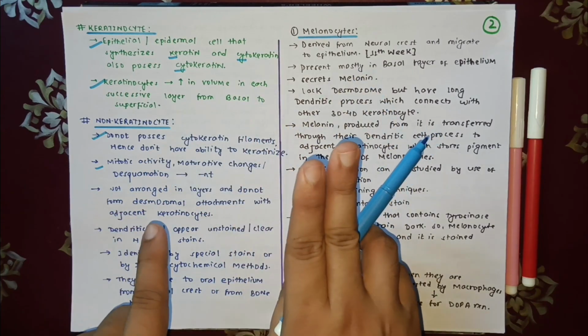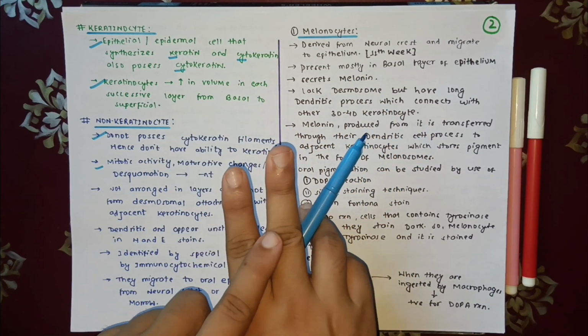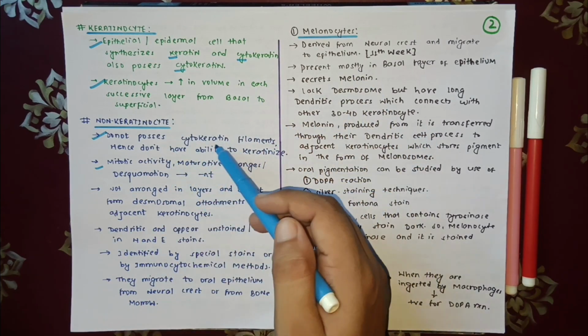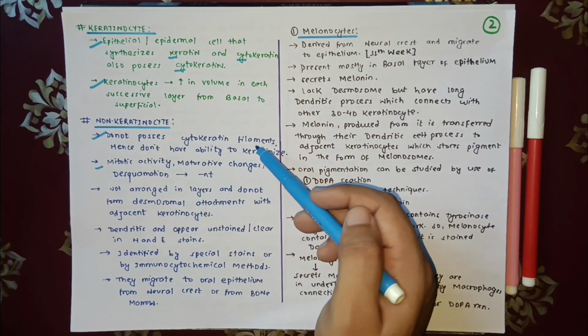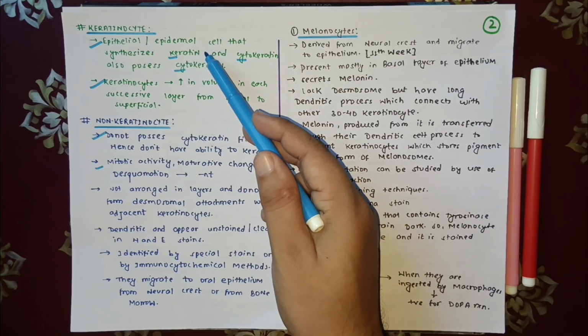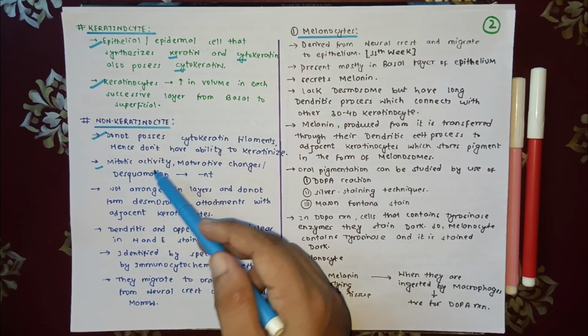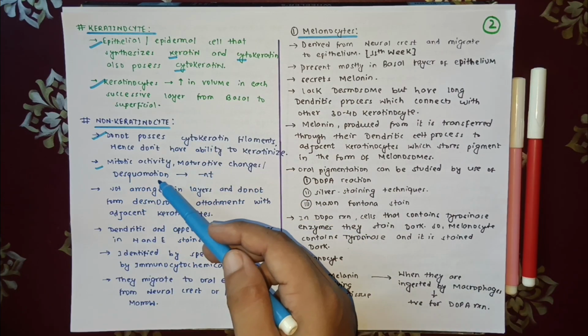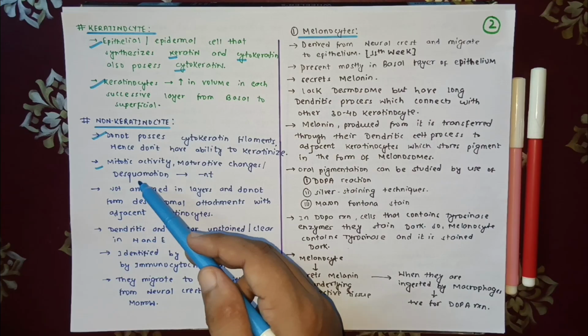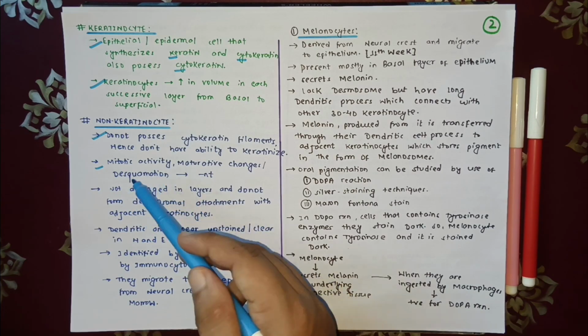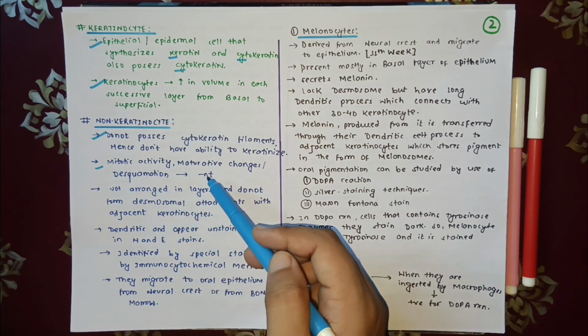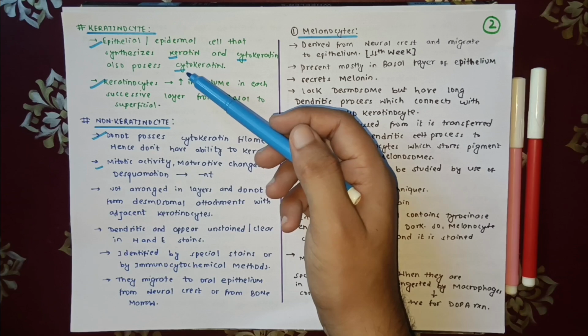Tell me the difference between the keratinocyte and the non-keratinocyte. So the first difference you can tell is this: there is a cytokeratin filament in the keratinocyte, but this is absent in the non-keratinocyte. Similarly, the mitotic activity, maturative changes, desquamation. About desquamation also I have discussed earlier. All those are absent in the non-keratinocyte, but they are present in the keratinocytes.